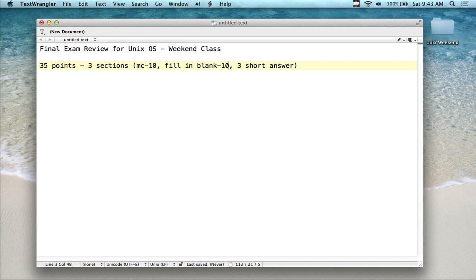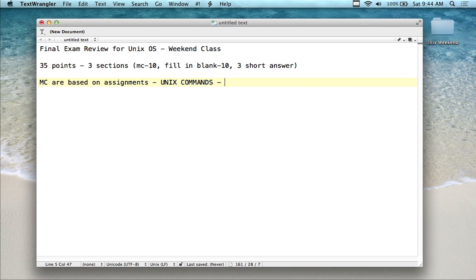So what are you going to write about? Let's talk about this for a second. Multiple choice. The multiple choice questions are based on the assignments. And what did we have in those assignments? Unix commands. So what kind of Unix commands do you need to know? The ones that we did in the assignment.